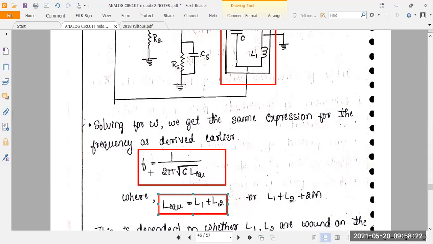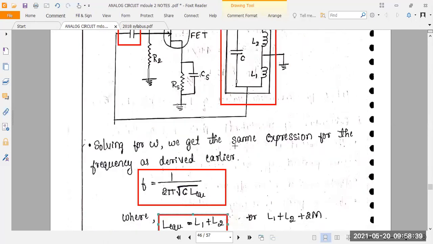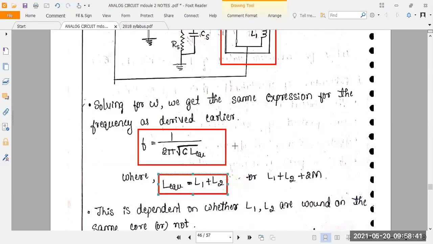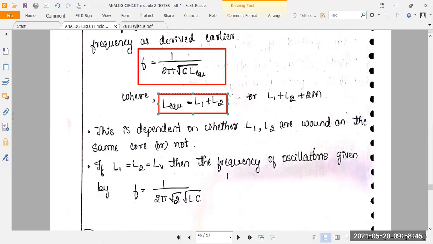So write the frequency equation for the Hartley oscillator: 1 divided by 2 pi square root of C L equivalent, where C is the feedback capacitance and L equivalent is L1 plus L2. Understood, this is the equation. In the exam, you have to write the circuit diagram, equations, then explanation. Then only you get full marks. Otherwise, no, because these are very simple.